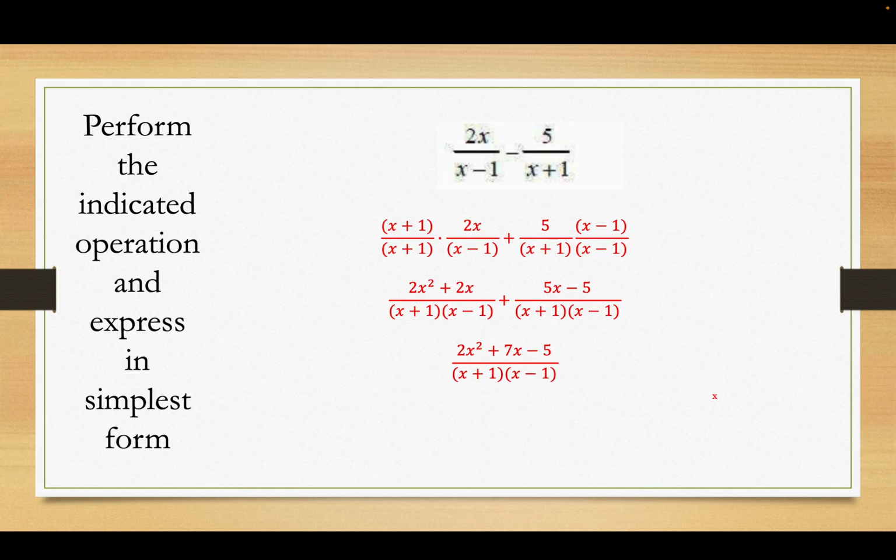Now, there is a caveat at this point, a warning. You need to check and see if 2x squared plus 7x minus 5 is factorable. And then if it is, you factor it. And then you look for any more cancellations. I tried 2x squared plus 7x minus 5. Couldn't see a way to factor it.